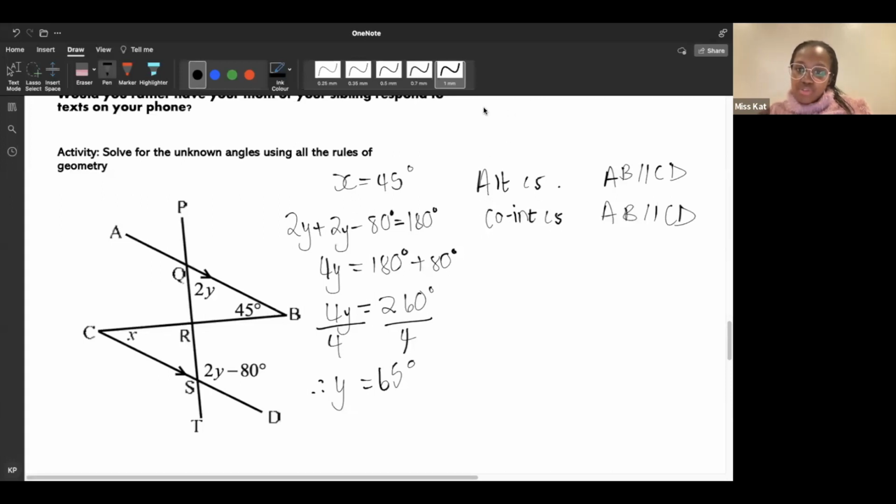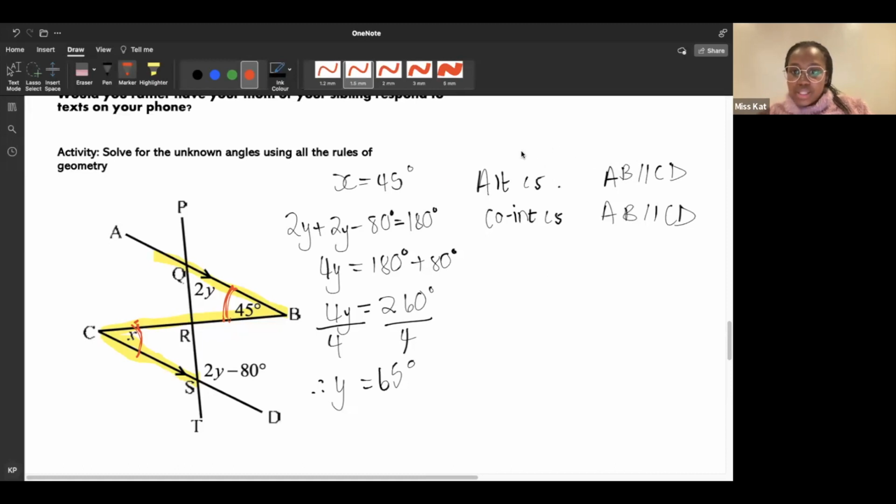Where did I get 45 for x? Let's check alternate angles. Remember, alternate angles is the Z. There's the Z, so the angles that are here and there will be equal. Those are alternate angles. Those are the only ones, guys. We only had x and y.